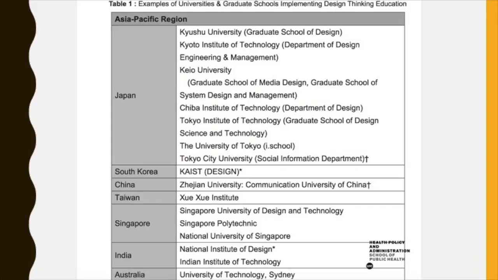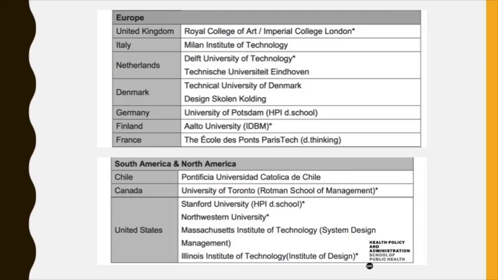throughout the world. This is a list of some of the universities in Asia, Japan, China, South Korea that are using design thinking in their schools of technology. Also in the US, and in Europe, you'll see that other schools and universities are using design thinking. Here in the US, we have Stanford, Northwestern, MIT, the Illinois Institute of Technology. So we have 2 universities in the state of Illinois that are using design thinking.